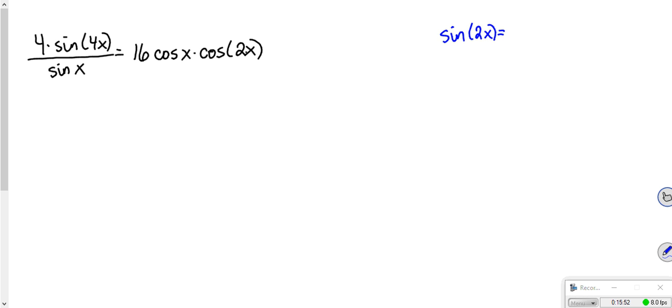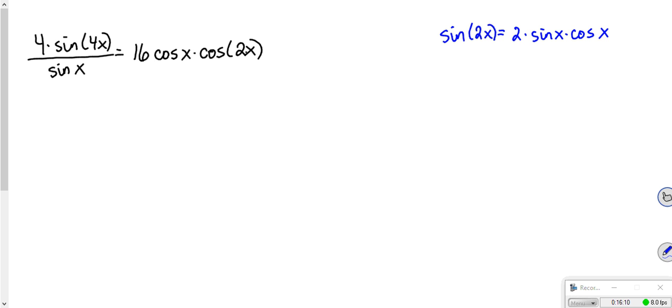So sine of 2x, you remember these? Sine of 2x, we've written this so much now. It's 2 times sine x times cosine x. Now, we're going to have to do this a couple of times because we have a sine of 4x.